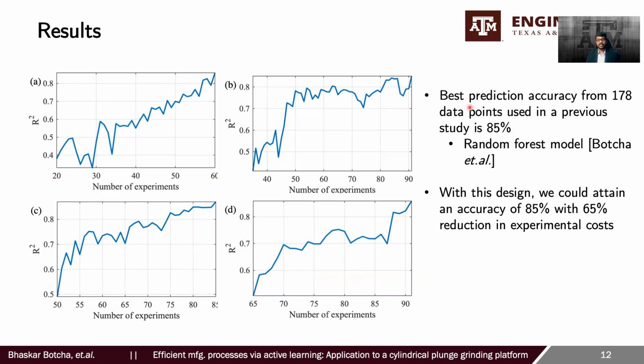So as reported earlier, the best prediction accuracy for considering all data points is 85%, which is a random forest model. With this particular design, we could attain a prediction accuracy of 85% with 65% reduction in experimental costs, and at least 50% reduction in experimental costs, which is huge for any manufacturing lines.